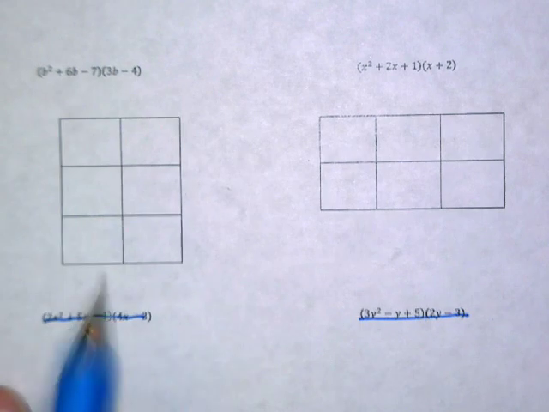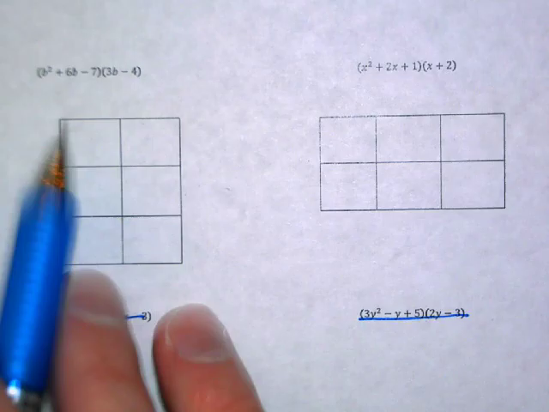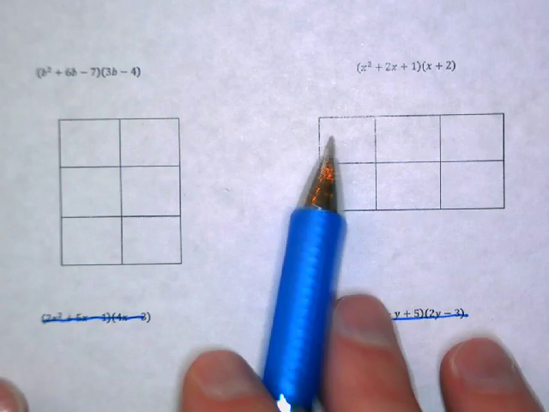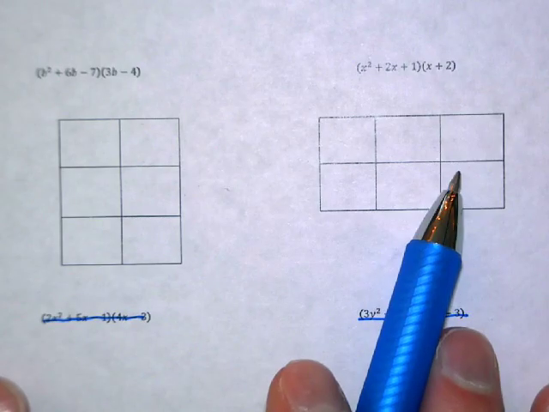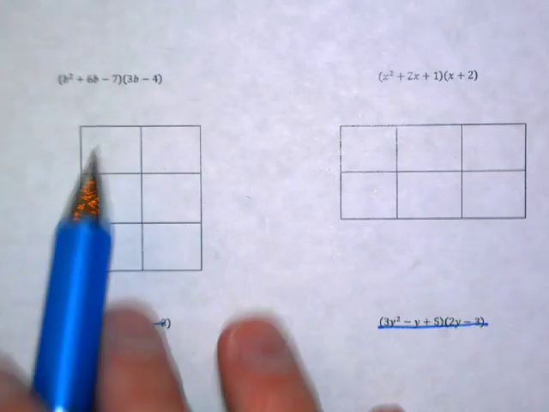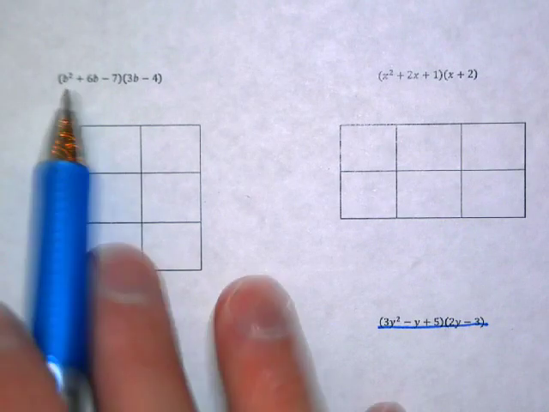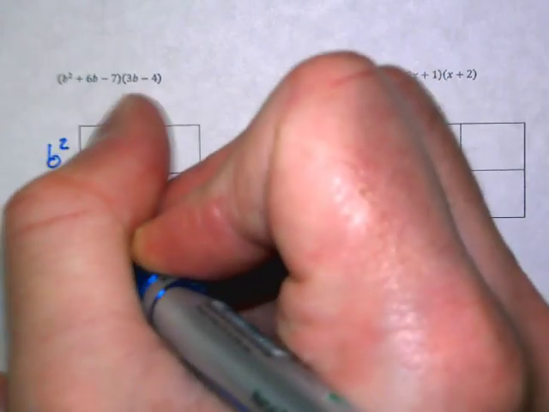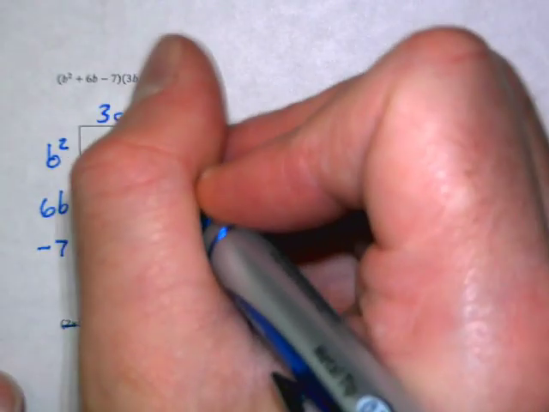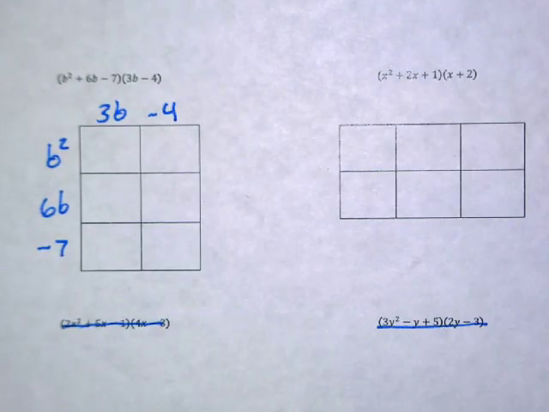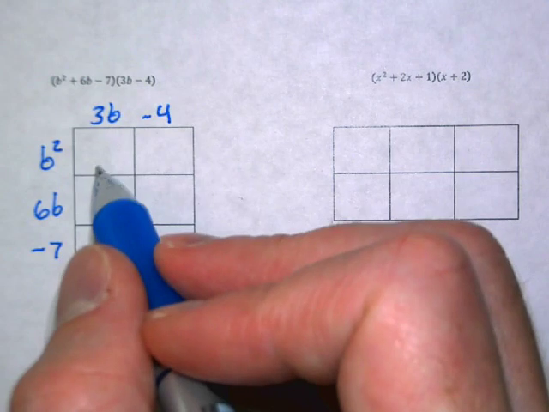So this is a trinomial, 3 terms times 2 terms. So we need a box that is 3 by 2. Doesn't matter if it goes this way or that way. I'm in the habit of always drawing them this way, so you're probably going to see me do that most often. But either way, it works. So we write these on the correct side. So the 3 term needs to go down this side. So b squared, 6b, and minus 7. And then across the top, 3b minus 4. When you have these, usually you're going to have 2 sets of like terms at the end that combine.